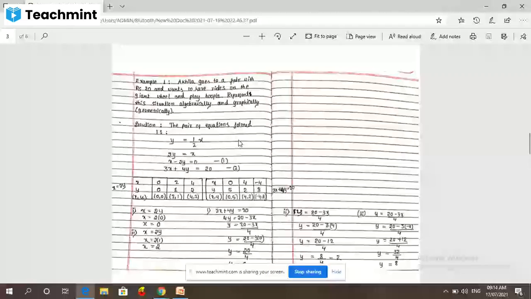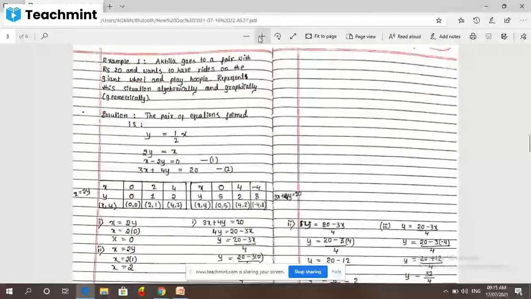See here, in this question, Akila goes to a fair with rupees 20 and wants to have rides on the giant wheel and play hoopla. Represent this situation algebraically and graphically. Graphically, in another sense, means geometrically. I'll zoom this page. Okay, now it is clear.